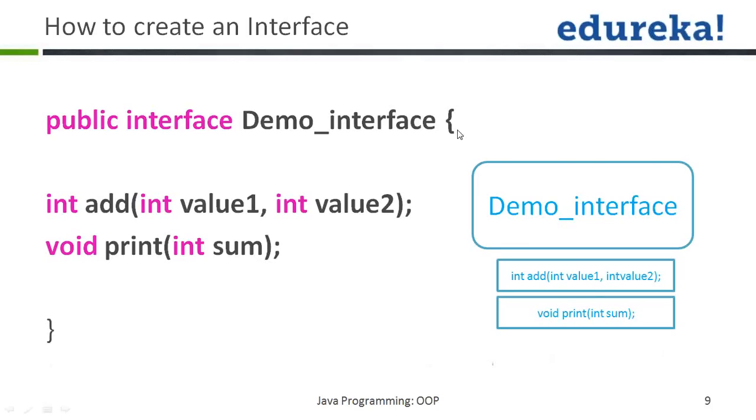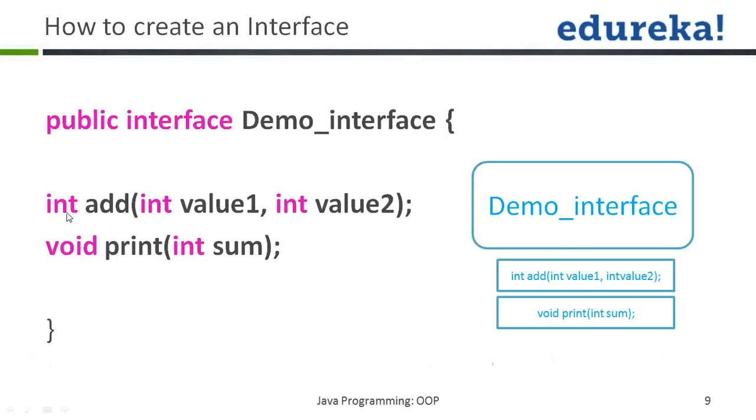You open up the braces. In the braces you define your abstract methods. The condition is that you cannot have a well-defined method in an interface. You can only have abstract methods. It could be as many methods as you want, 3, 4, any number.